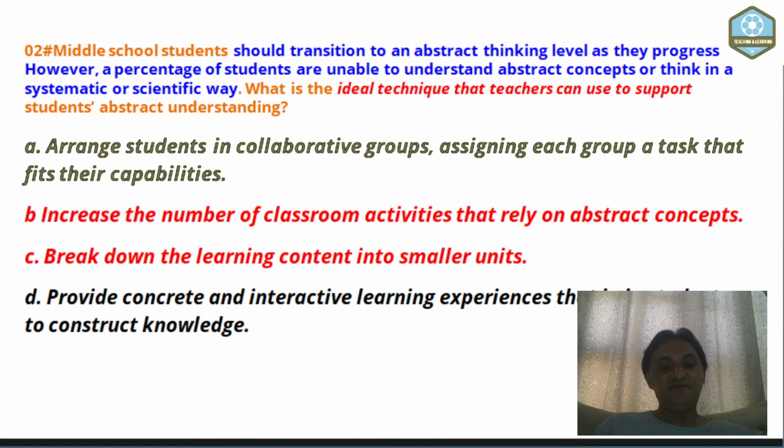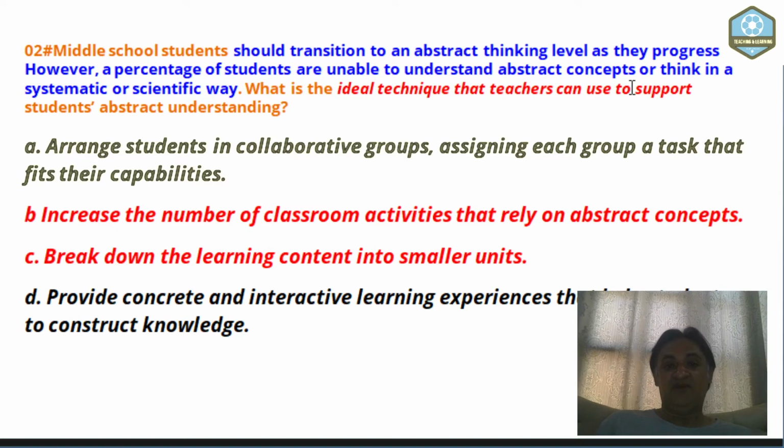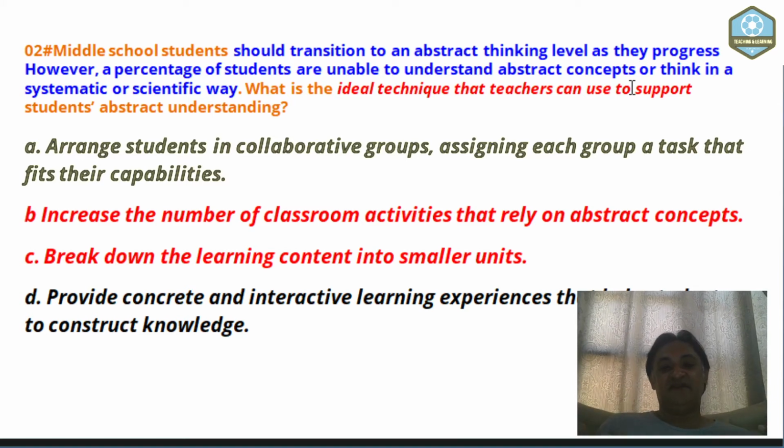This is the one. Look at question number 2. Middle school students should transition to an abstract thinking level as they progress. If they are making progress, then their thinking level should increase as well. However, a percentage of students are unable to understand abstract concepts or think in a systematic or scientific way. So there are some students in the classroom who cannot understand or think in a scientific way. The question is asking what the ideal technique is that teachers can use to support students' abstract understanding. Now, first we need to understand what abstract understanding is.